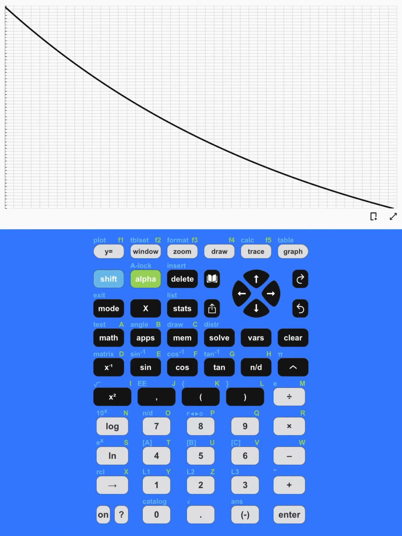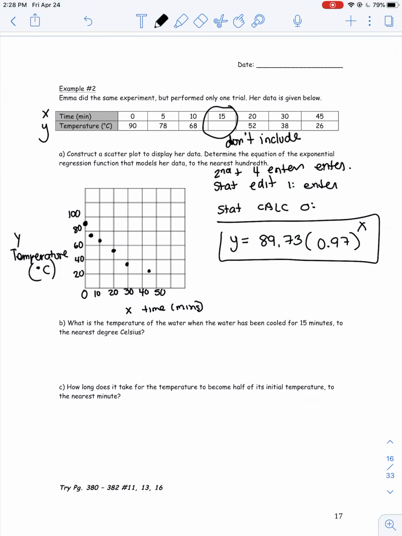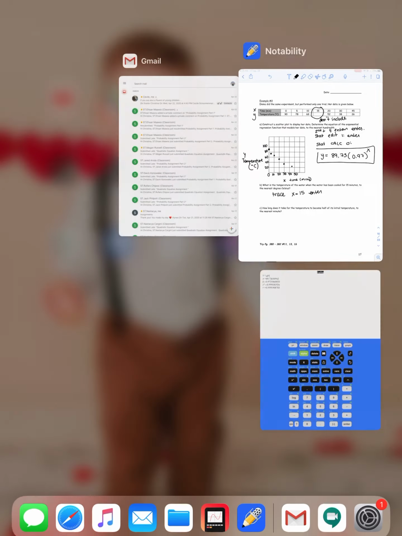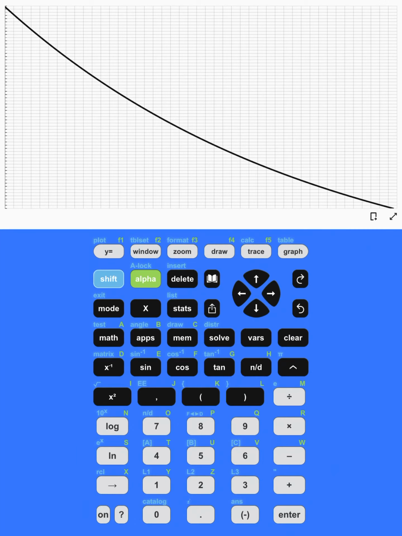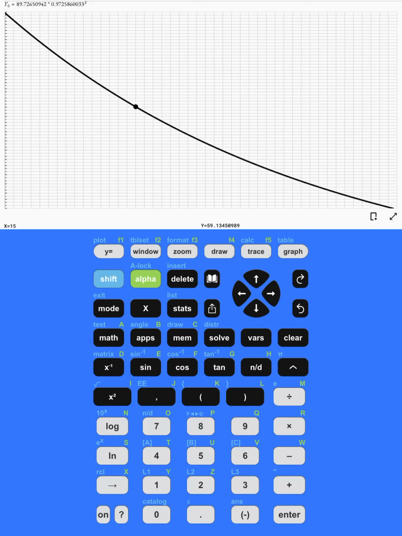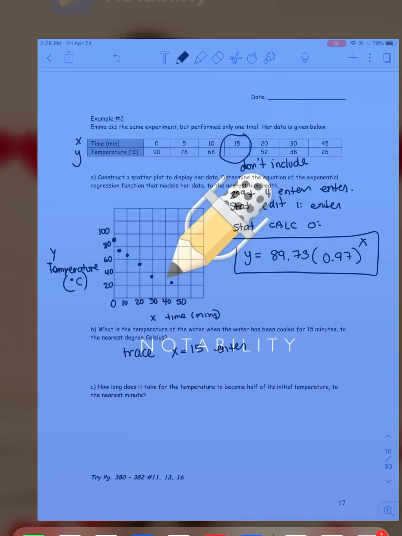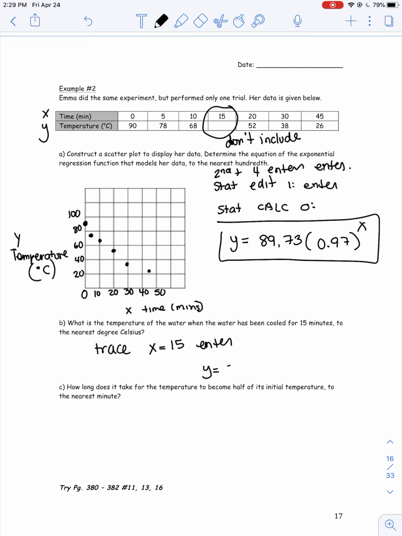Question A says, what is the temperature of the water when the water has been cooled for 15 minutes to the nearest degree Celsius? So they're giving us time. For you guys, you can press trace, write in 15 and then press enter. My calculator is slightly different, so I'm going to go second trace number 1. I'm going to press 15 and enter, and you should get 59 degrees Celsius to the nearest degree. So 59 degrees Celsius is what I'm going to write.